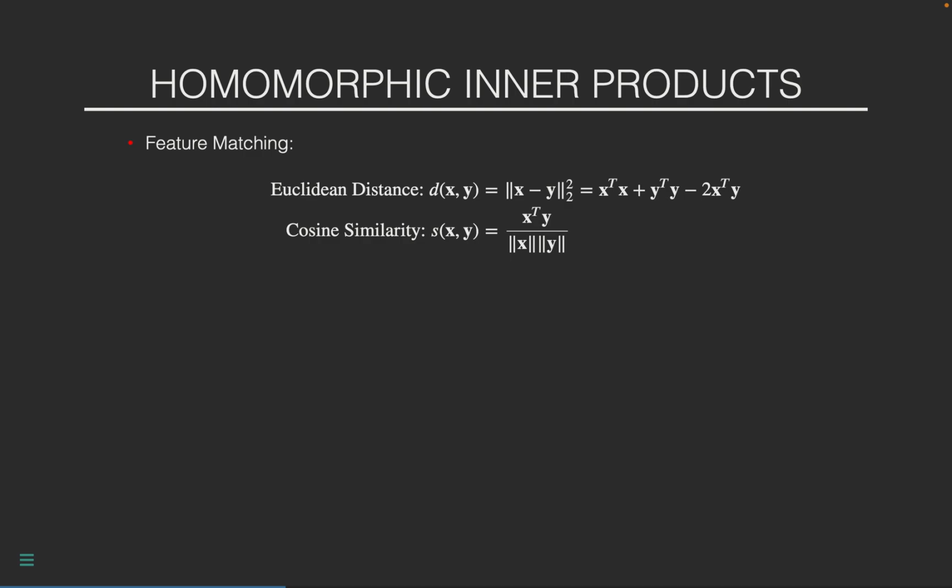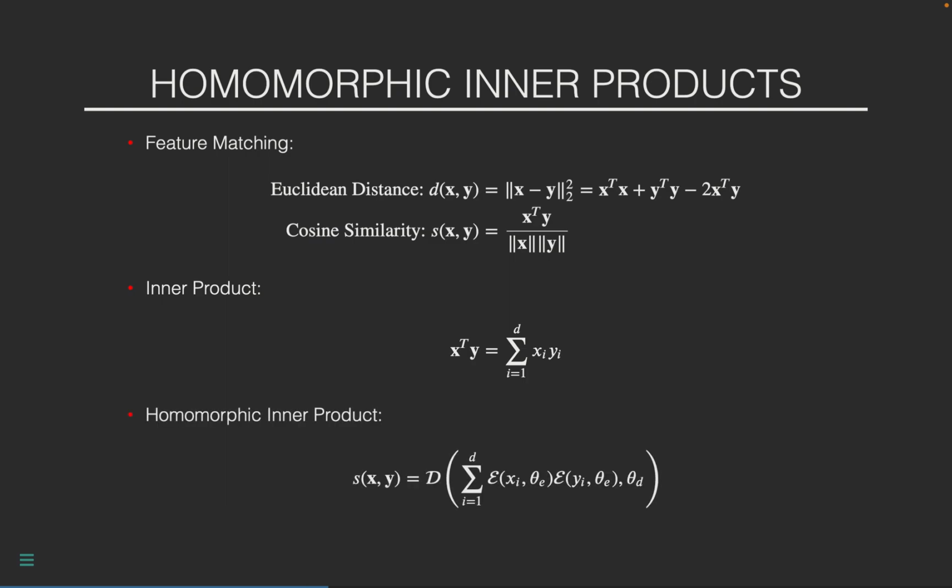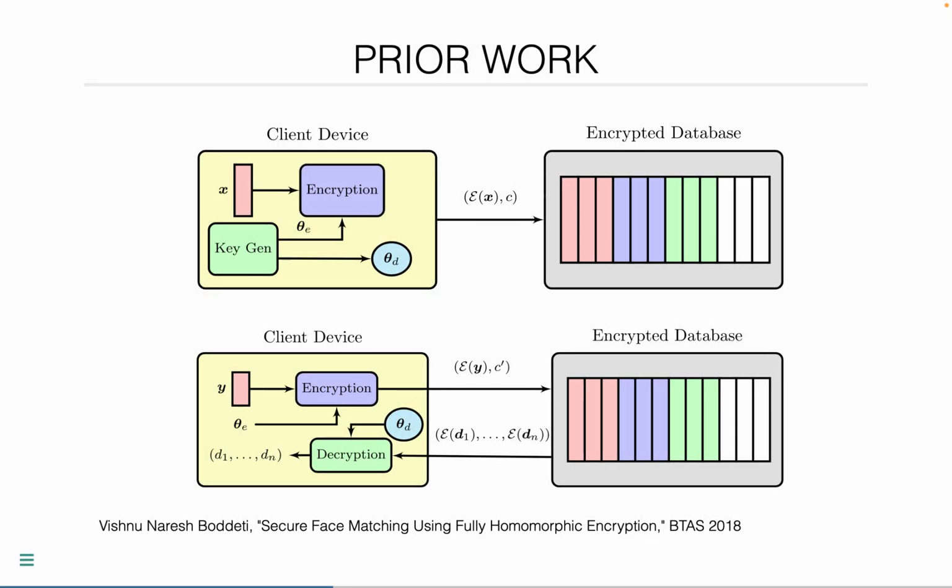Matching features typically involves computing a distance metric like Euclidean distance or computing cosine similarity. Both of these operations can be reduced to computing inner products. So the key challenge is to compute this inner product directly in the encrypted domain. In previous work, we proposed the basic framework for computing these inner products efficiently and applied it to face recognition problems. We demonstrated encrypted score computation at about 100 milliseconds per pair of templates.